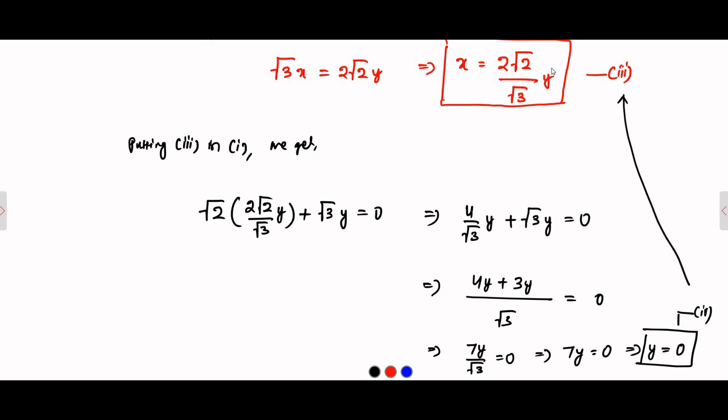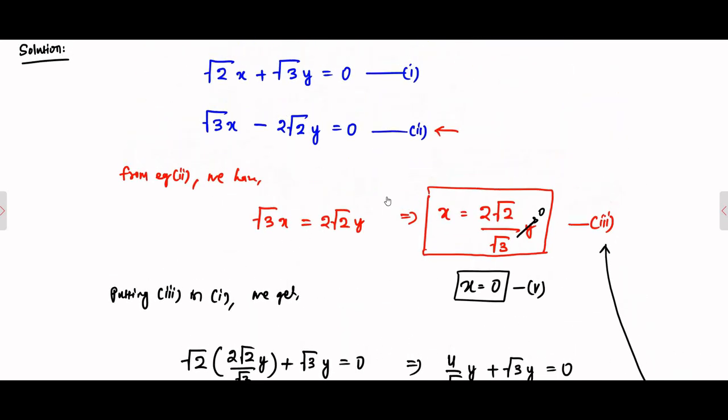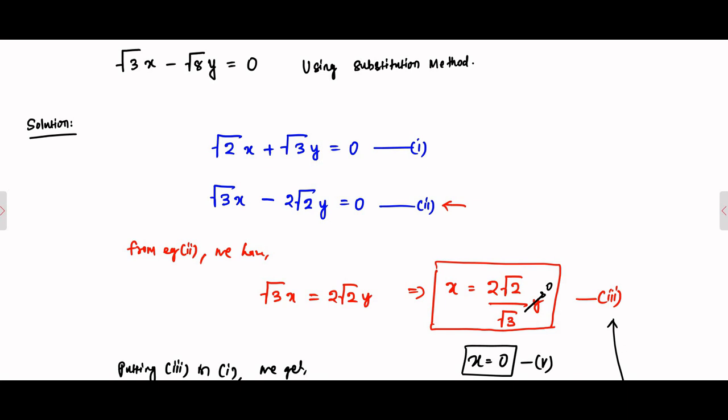Now if we put y is equal to 0 in equation 3, we will have x is equal to 0 as well. Okay, so here the solution of this pair of linear equations in two variables is x is equal to 0 and y is equal to 0. Okay, the solution is x is equal to 0 and y is equal to 0. Okay, so this is the thing.